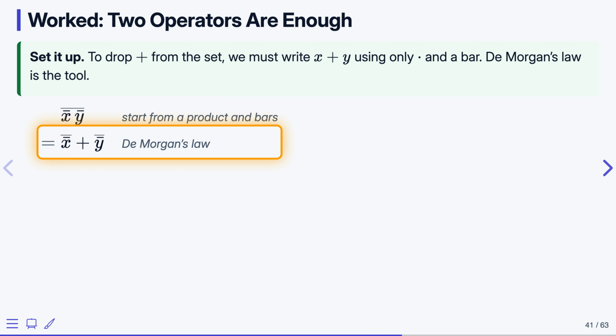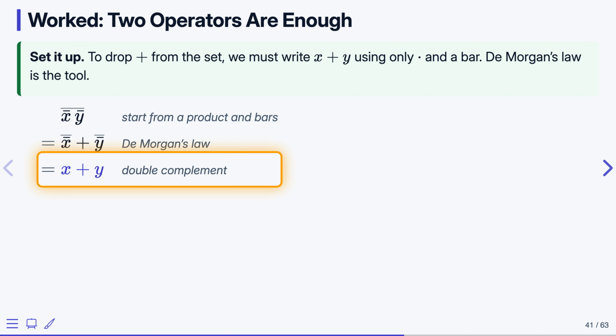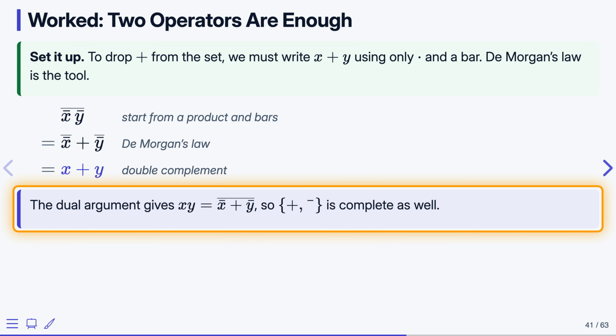Step 1. De Morgan's law says a bar over a product splits into a sum of 2 bars. So we get bar of bar x plus bar of bar y. Step 2. A double bar cancels. So we are left with x plus y, that is the sum, built with no plus sign of our own. So the product and the bar are enough. And by duality, the same trick runs the other way. The product equals the bar of bar x plus bar y, so the sum and the bar are enough too.